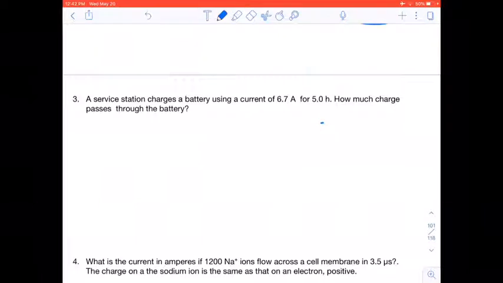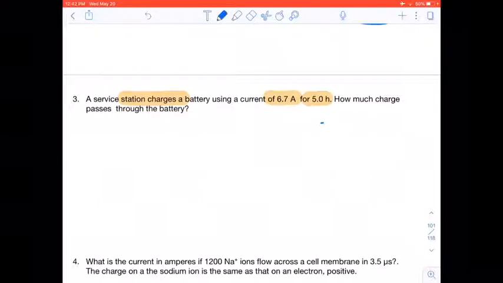Right, now let's look at the next one. A service station charges a battery. Okay, this is now charging the battery, and in doing so, it uses a current of 6.7 amps for 5 hours. There's the reverse of discharging. When a battery supplies current to the external circuit, it's like discharging. Here is the opposite process. When a battery is flat, we use a charger, and the charger is supplying 6.7 amps. How much charge passes through the battery?